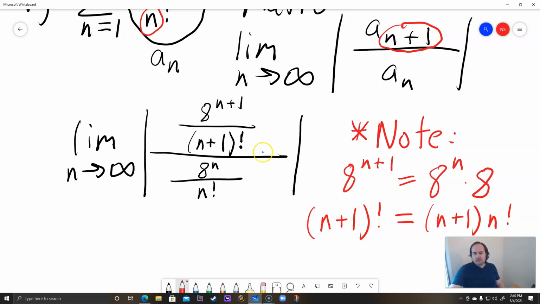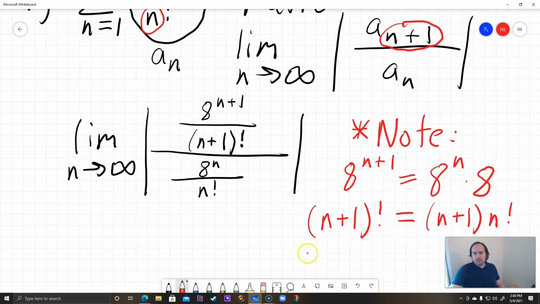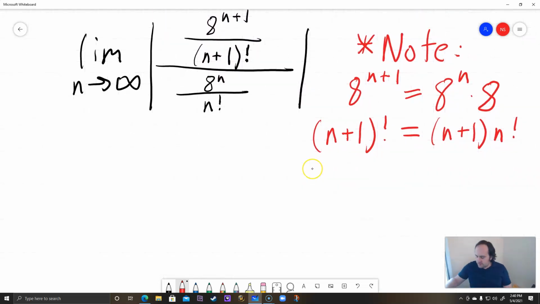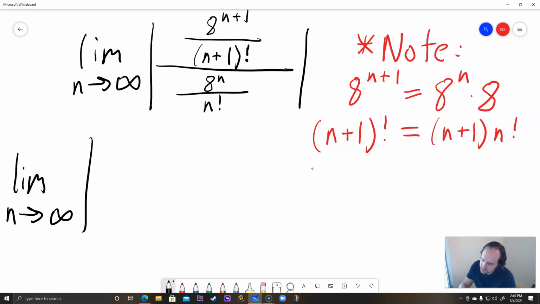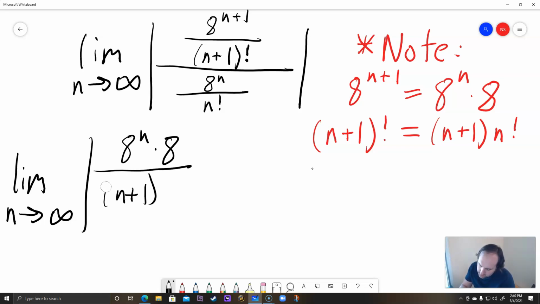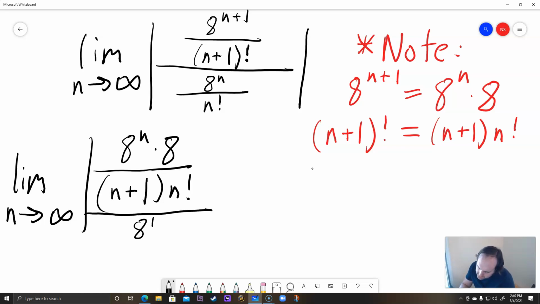So with these two bits of information, we can replace this stuff here. And those are the tricks to these problems. Okay, so what we've got is the limit as n goes to infinity of the absolute value of 8 to the n times 8 divided by n plus 1 times n factorial, and then this is all over 8 to the n over n factorial.